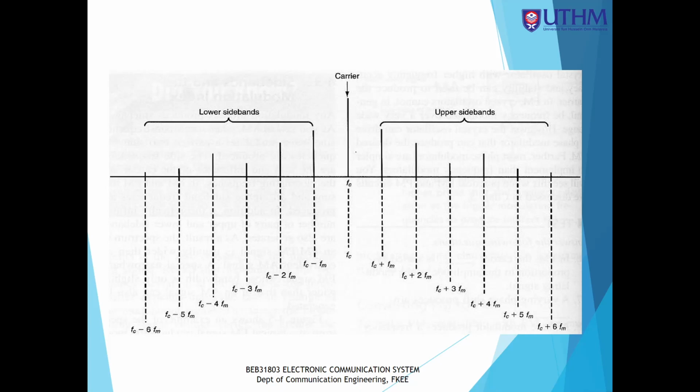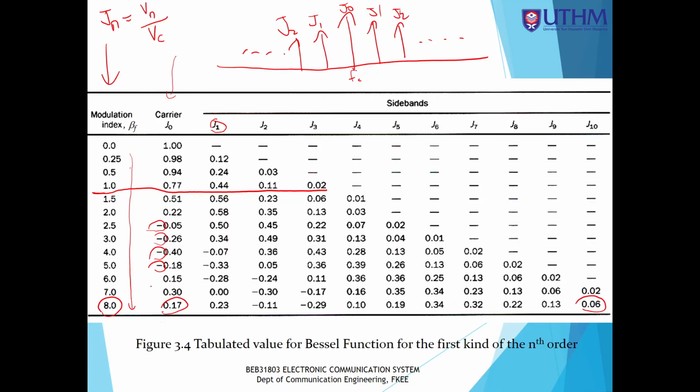And this is example. For example, this is up to 6 FM. So you see that if the value of beta is 1, that means I'm gonna have up to 3 pairs of sideband. This is just example. I just want to show example. So we have up to J3. Okay, and what about the frequency? So FC, so this is FM, this is 2 FM, this is 3 FM.